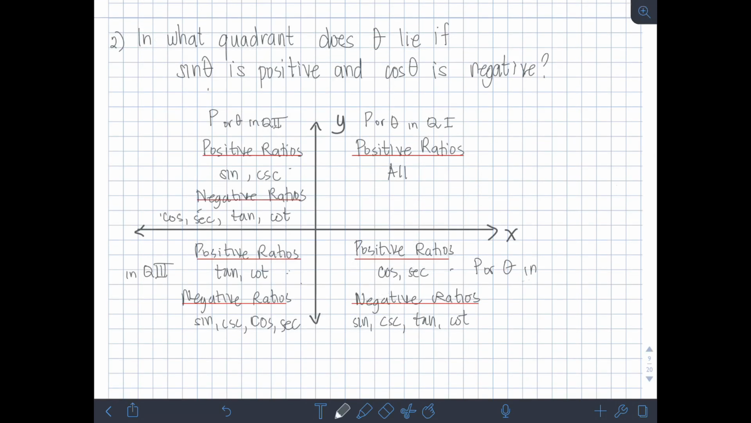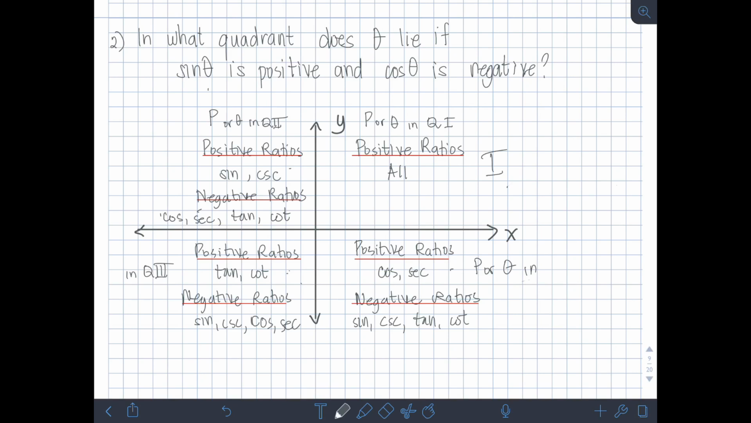Okay? Next, we have, in what quadrant does theta lie if sine theta is positive and cosine theta is negative? Okay, so, using this reference table natin for the signs of different trigonometric ratios in all quadrants, so positive si sine theta sa ang quadrant.